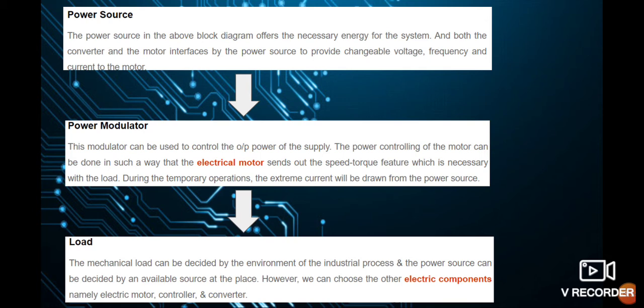Next one is the load. The load is basically mechanical, and the mechanical load can be decided by the environment of the industrial process, and the power source can be decided by the available source at the place. That is, the mechanical load can be decided by the type of industry based on the environment, and the necessary power source can also be decided by the source that is available at that particular place. Now we can also choose other electric components, namely electric motor, controller, and converter. So it is up to us whether we want to choose other electric components that are necessary for the system.